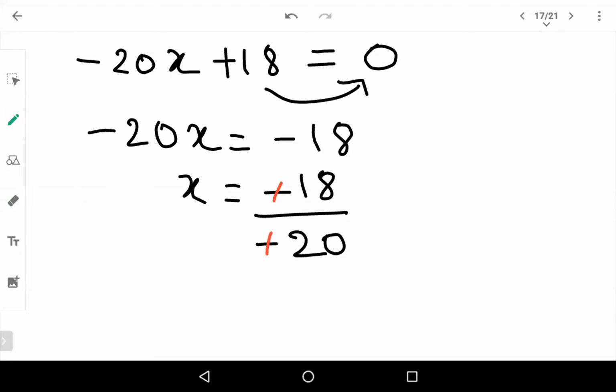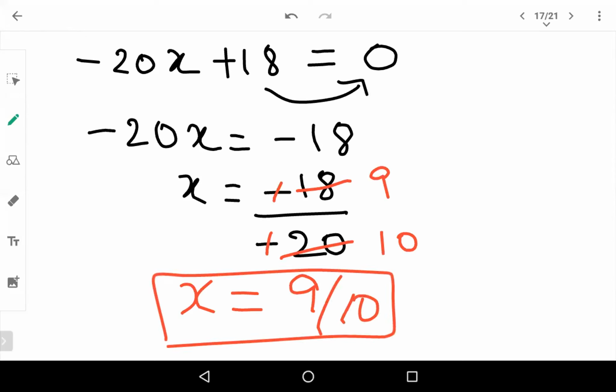This can be your answer, or you can simplify it a little. Now let us divide this by 2. 2 tens are 20. 2 nines are 18. So I can say x is equal to 9 by 10. Either you can write x is equal to 9 by 10 after simplification, or you can just stop at 18 by 20. That also will work. It is better you give the simplified form, but if you are getting too confused with the simplified form, please leave it at 18 by 20. Understood?